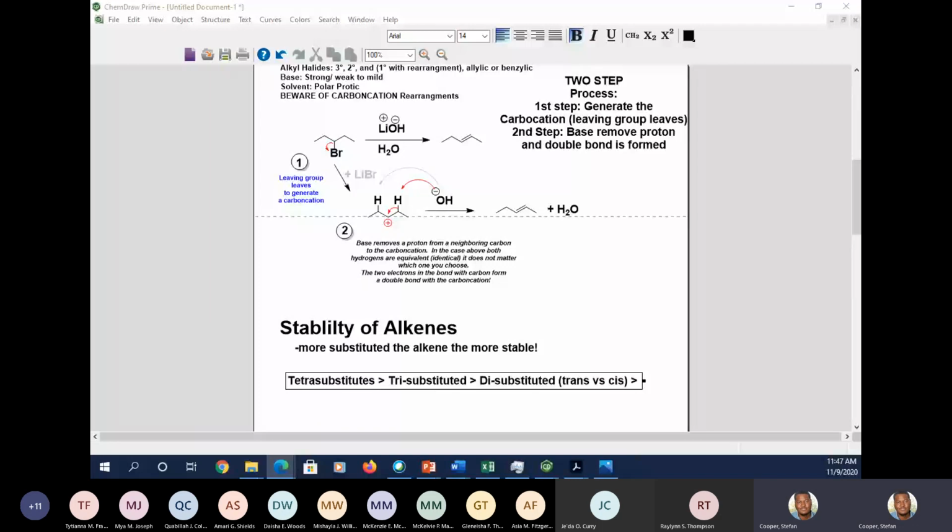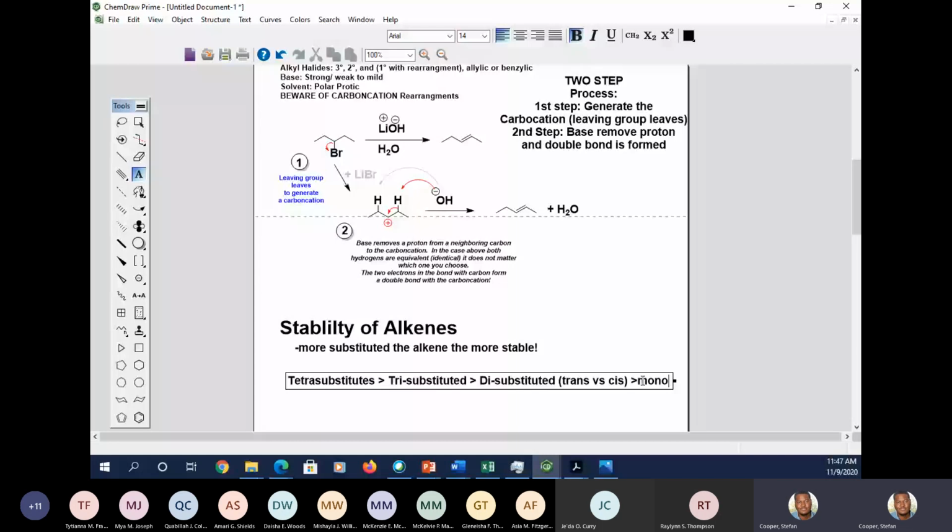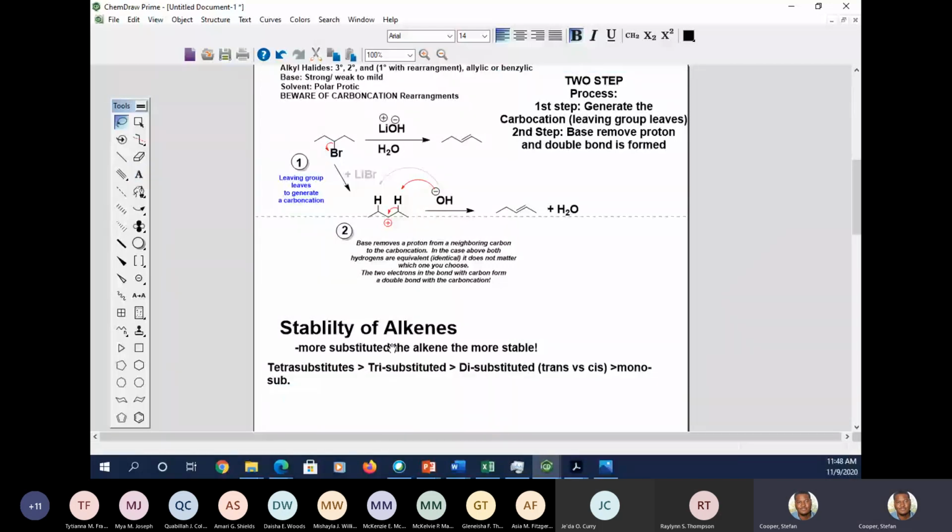What happened to my mouse here? Okay. All right, let's take a look at these really quickly. Let's see if I can bring that down. Okay, so if I have a double bond, sorry, give me a sec, get my settings right.